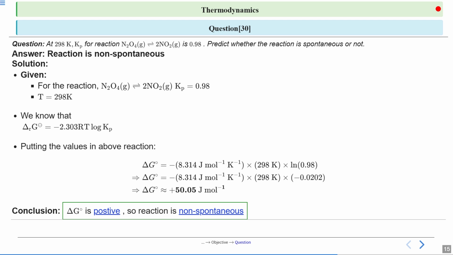Now this value is clearly positive. Therefore, the reaction will be non-spontaneous. So it's a very easy one, right? We already had the value of Kp. We calculated the value of delta G naught. Hence, we got the value in positive terms, so the reaction will be non-spontaneous. And this was your question: you have to determine the spontaneity of the reaction.